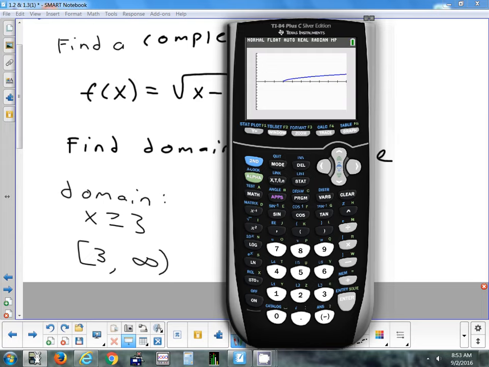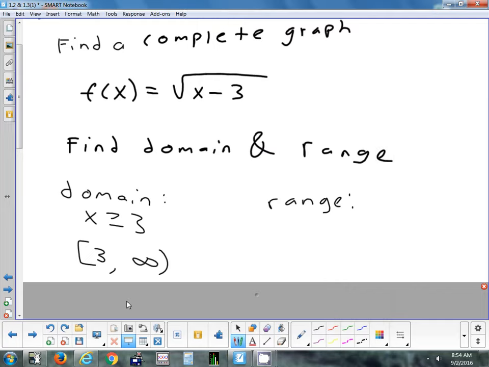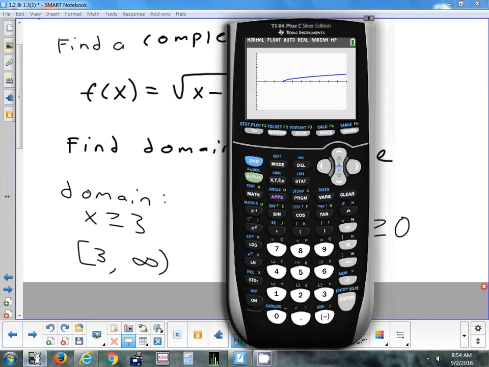Okay, so what does it look like the lowest y value I ever get on that graph is? Yeah, 0. In fact, that occurs when you plug in 3 for x. The square root of 3 minus 3 is the square root of 0, or 0. So the range is going to be all numbers greater than or equal to 0. This graph is never going to stop going up.